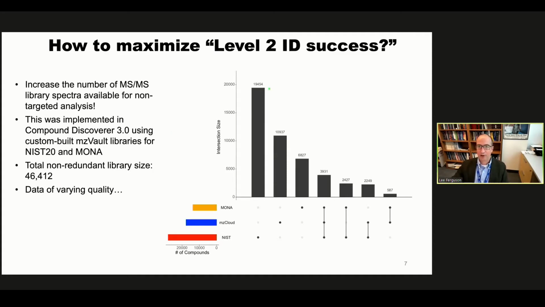Here is a snapshot of the combined library. So 46,412 compounds. What's interesting is if you break down the distribution of compounds among the 3 component libraries, you see that the libraries are highly complementary. So the intersections here, you see that less than 10% of the total compounds are present in all 3 libraries. NIST, MassBank, and mzCloud are quite complementary. NIST by itself contains almost 20,000 unique compounds in that library. And so what you can see is that we get great benefit by putting all of these libraries together and being able to query them together.